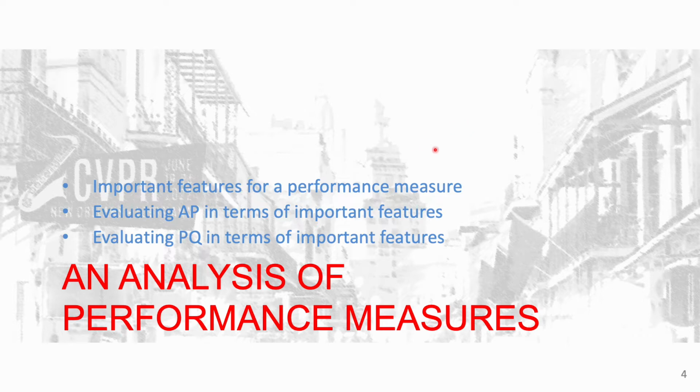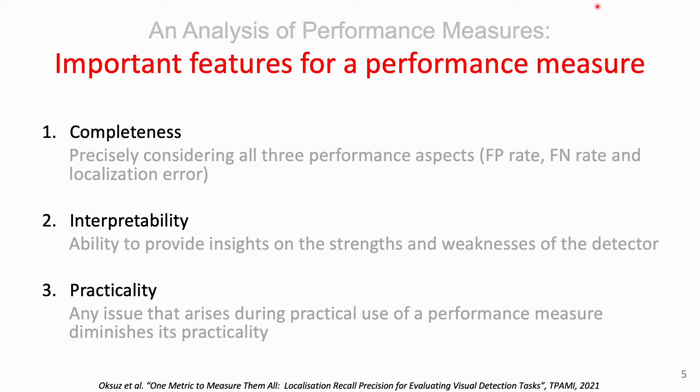Okay, let's start with the first section of this part of our tutorial. In this section, as I mentioned before, we will introduce three important features and analyze average precision and panoptic quality with respect to those features. Let us look at the important features that are expected from a performance measure. These important features are completeness, interpretability, and practicality. Now let me introduce them in detail.